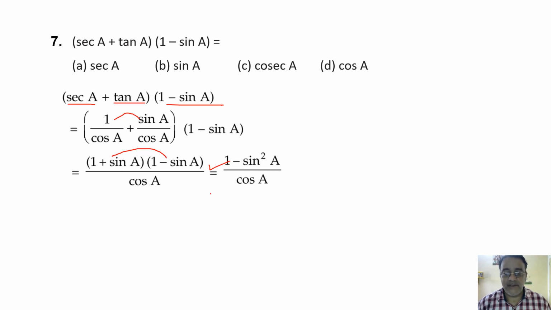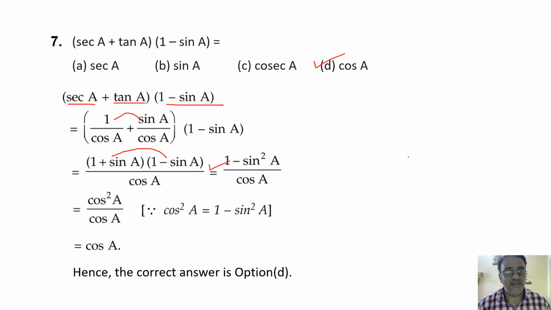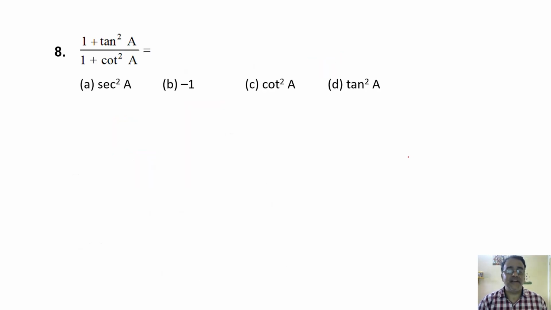Now how will you replace 1 minus sin square A? Cos square A. Very good. Because cos square A is equals to 1 minus sin square A. So what is the final answer? Cos A. Very good. Right. Which option is the correct one? Option D. Right. So this is the 7th question. Now we are moving toward question number 8.